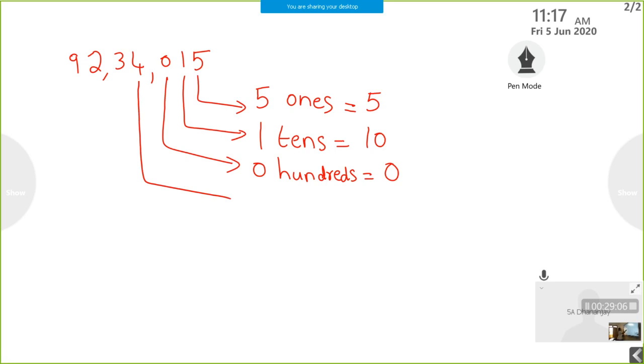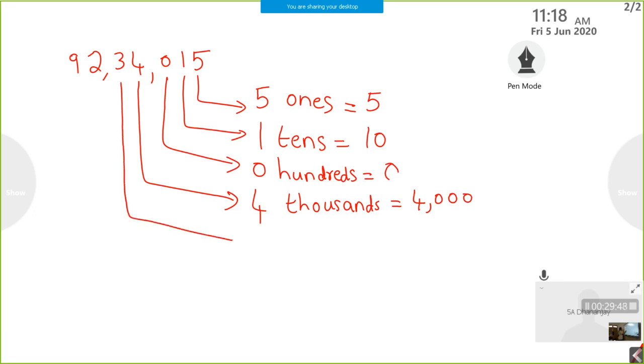Now coming to the next digit, it is 4. Can you tell me which place 4 belongs to? 4 belongs to the thousands place. So its place value is 4,000, which is equal to 4 into 1,000, which is 4,000.